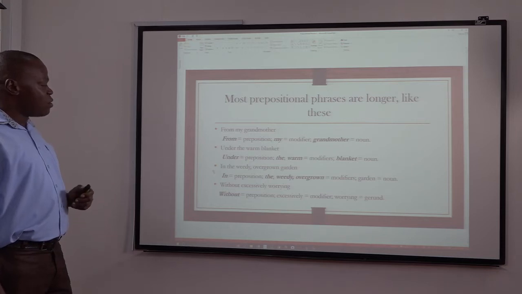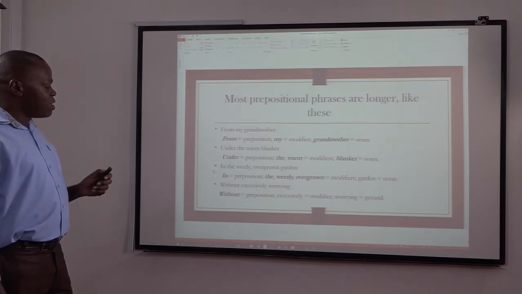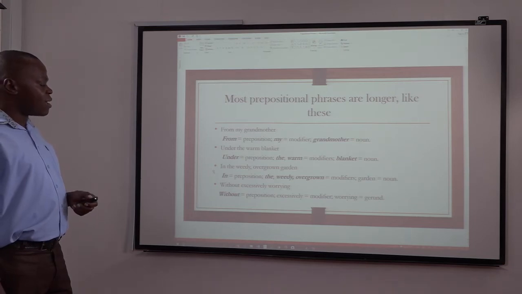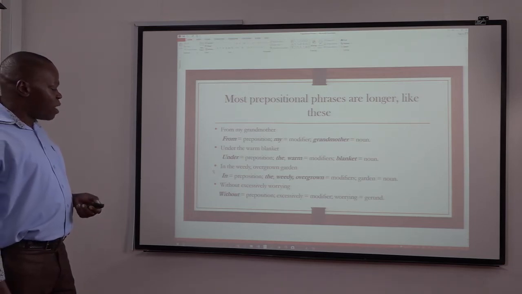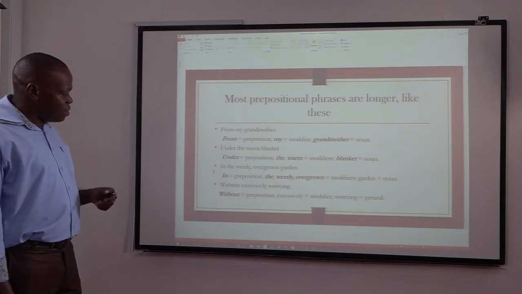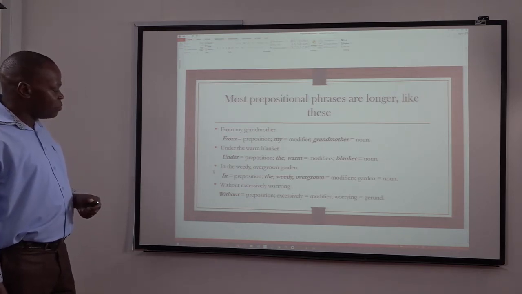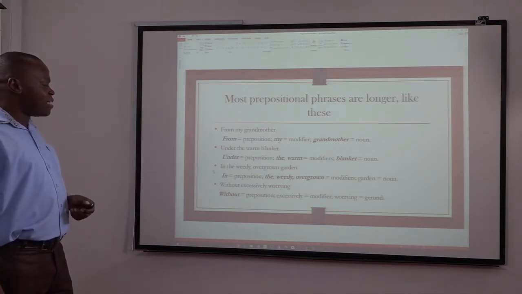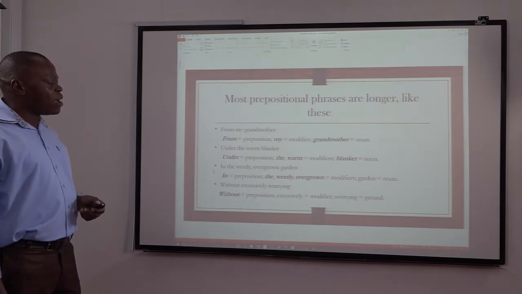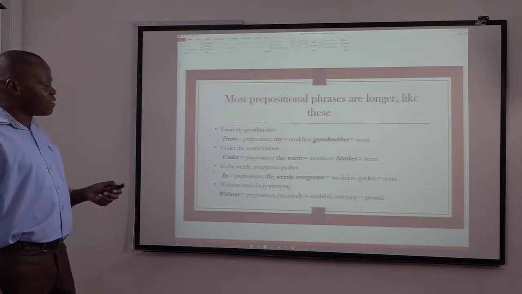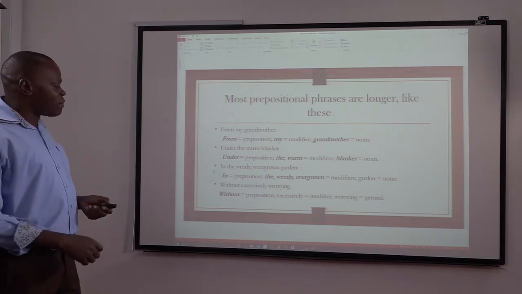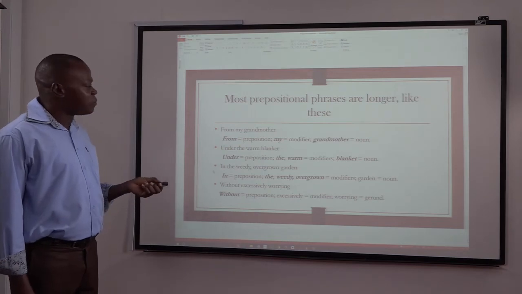In the weedy, overgrown garden. In is a preposition, the, weedy, and overgrown are all modifiers, and garden is the noun. Without excessively worrying is another example of a prepositional phrase. Without is a preposition, excessively is a modifier, and worrying once again is a gerund. We had explained what a gerund is. You can see it is still a verb but functioning as a noun.